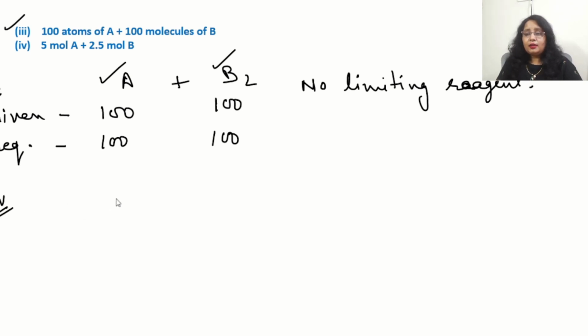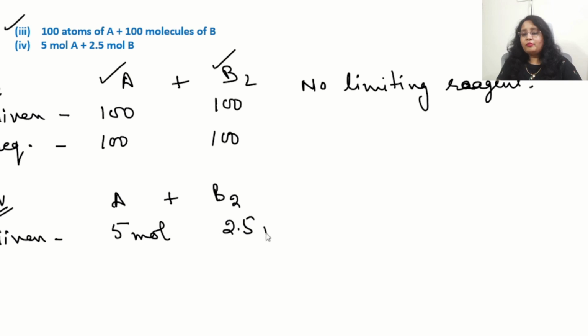Next is question number 4, or part number 4. Again here we will write A plus B2. The given quantity is 5 moles of A and 2.5 moles of B2. Now write the required according to the reaction. If we take 5 moles of A, it means we fix the quantity of A. Now compare the quantity of B. We need 5 moles of B.